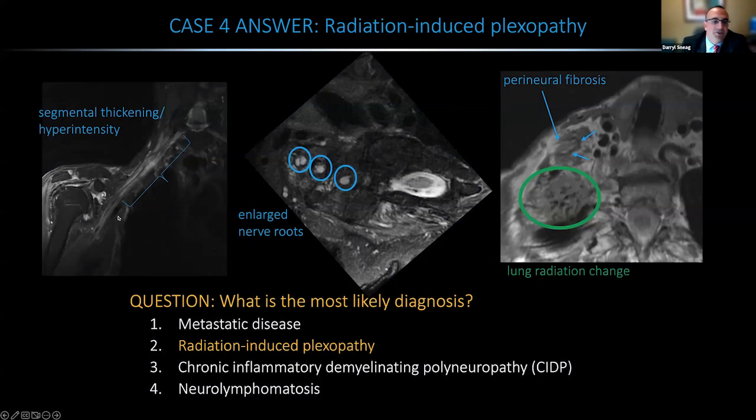So on the image on the top left, we see segmental thickening, hyperintensity, really mostly the supraclavicular plexus, maybe continuing a little bit further. Here we have enlarged nerve roots, again, in the supraclavicular plexus. That means the portion of the plexus above the clavicle, T1, C8, and C7. And here, I think perhaps the biggest clue to this case is we see radiation changes of the lung, pleural parenchymal scar, and also some perineural fibrosis around the nerve roots. So the correct answer here is radiation-induced plexopathy.